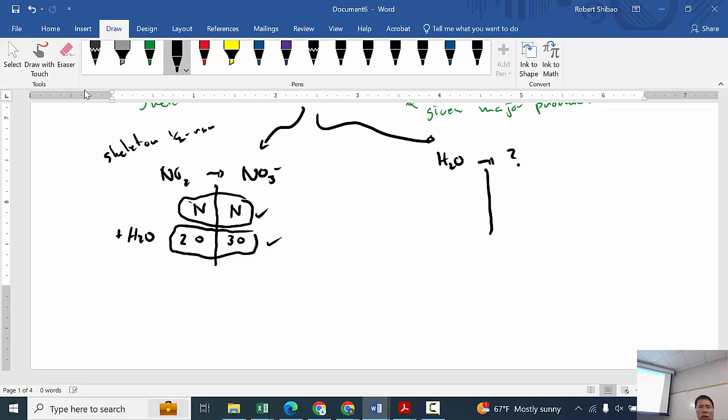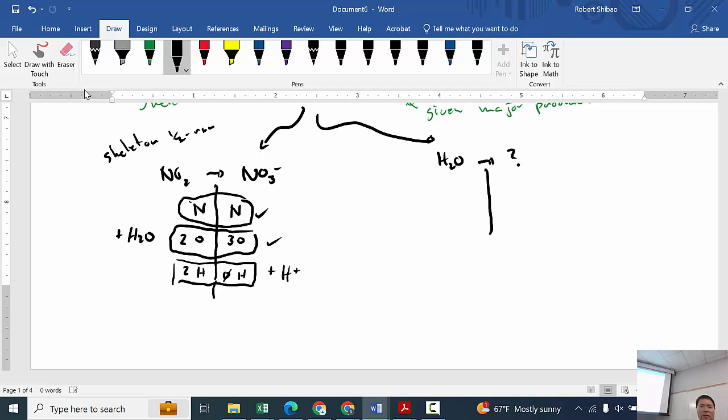Then now check. The next step of this is I balance out the hydrogens. So I total up all the hydrogens on the left. I have 2 hydrogens. And then over on the right I have 0 hydrogens. And so do you know how I balance out the hydrogens? I'm sorry? Yeah, plus H. H plus. I add acid.